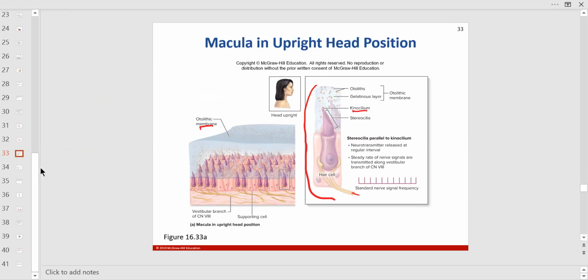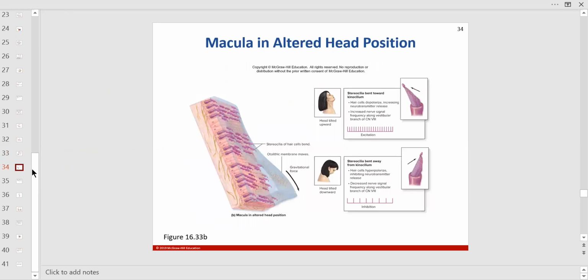Again, we already talked about kinocilium and stereocilium, but now we've got the otolithic membrane in the vestibule for static equilibrium. That's not for hearing, right? The tectorial membrane was for hearing. And that's what you should know, the difference between those. I'm sure it's written out in your checklist.